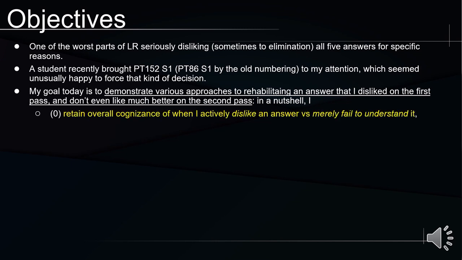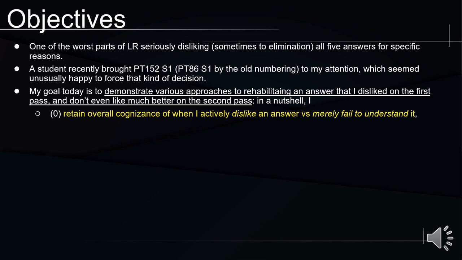I retain overall cognizance of when I actively dislike an answer versus when I merely fail to understand it. Whenever it's the former, when I actually dislike an answer for a very specific reason, I feel pretty good about eliminating it. But sometimes just total confusion, merely failing to understand the answer, being totally lost about an answer choice, is sometimes enough for me to eliminate it. But I do like to keep track of that, and this is not just for LR. This is also for RC. So that's why I gave it the 0 rating here in the list, because it's something that I think is worth keeping track of, whatever you do on the exam.